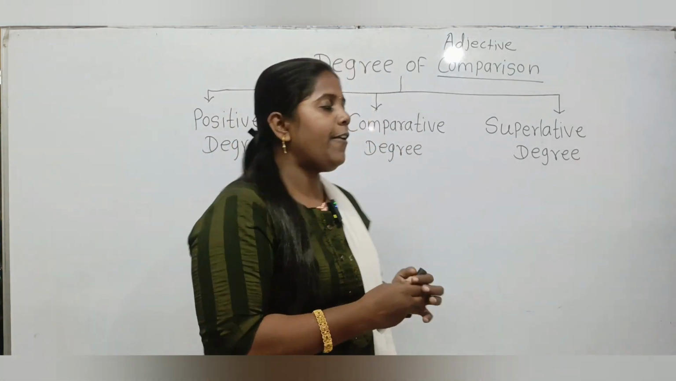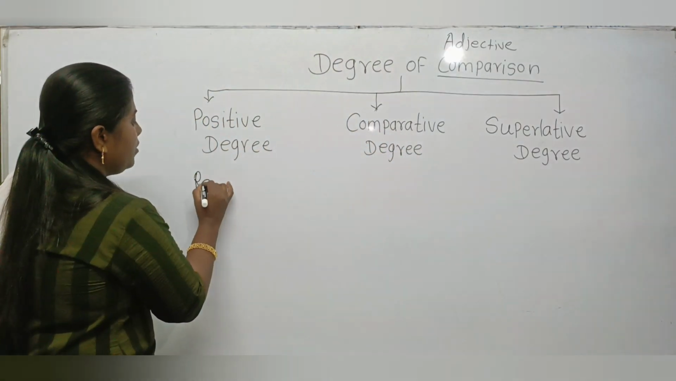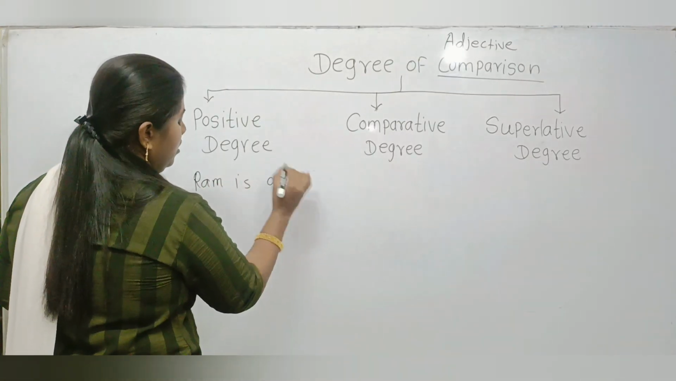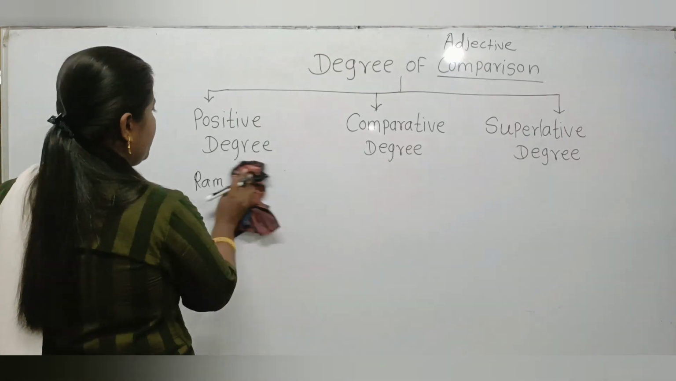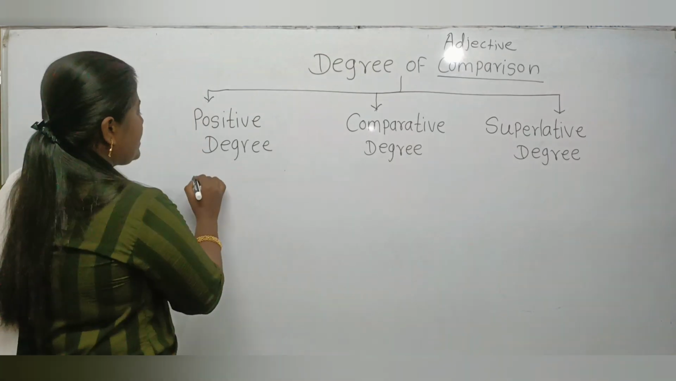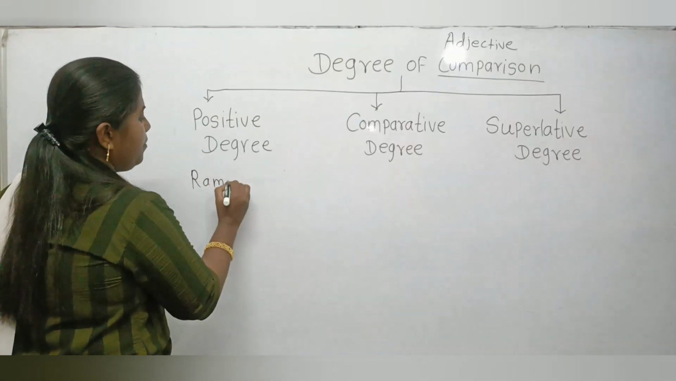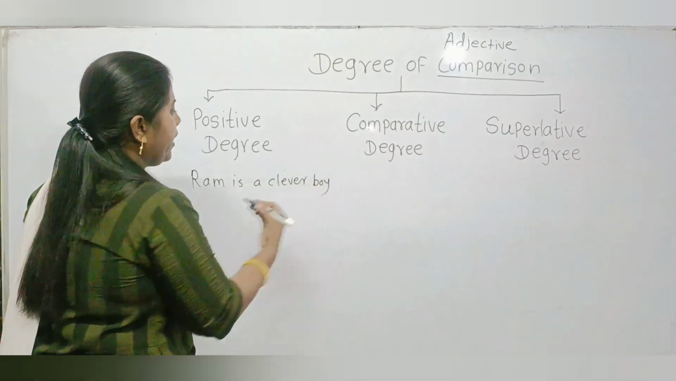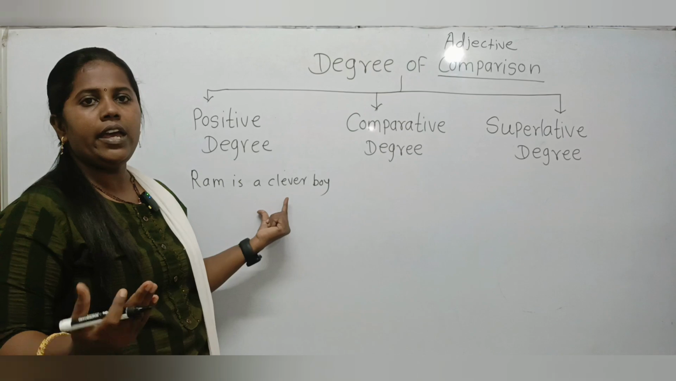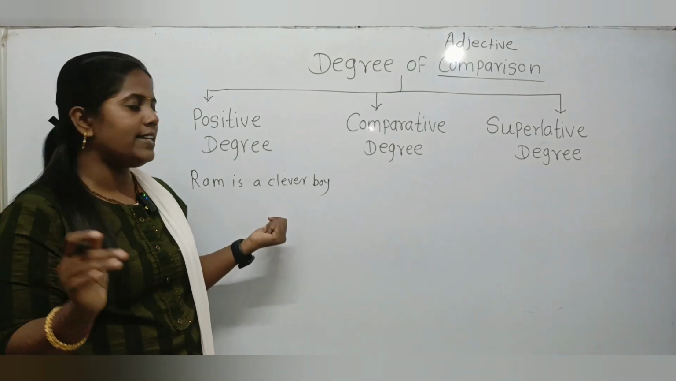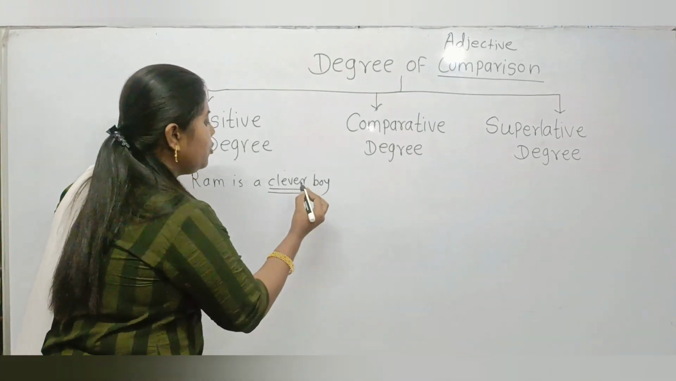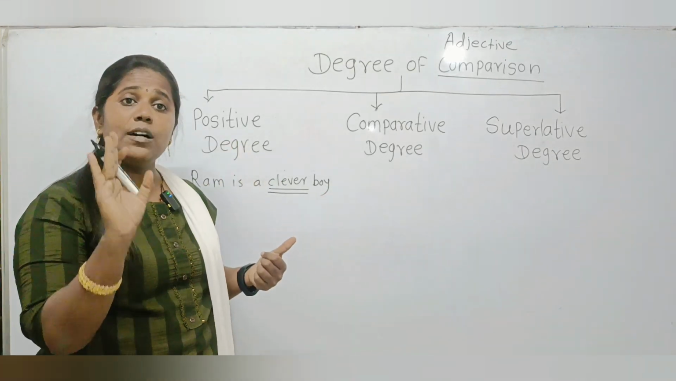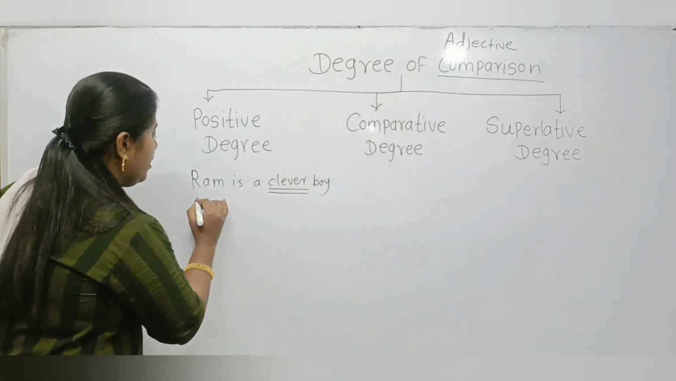For example, if I say Ram is a clever boy, here there is no comparison. This degree is without comparison, and here is also the positive form of the adjective. But in positive degree there is also comparison. How is it? Let me tell you.